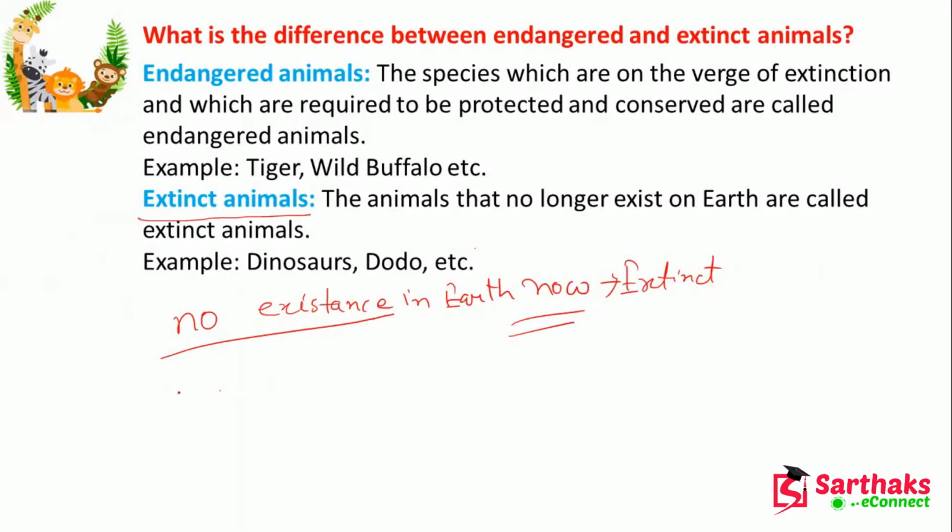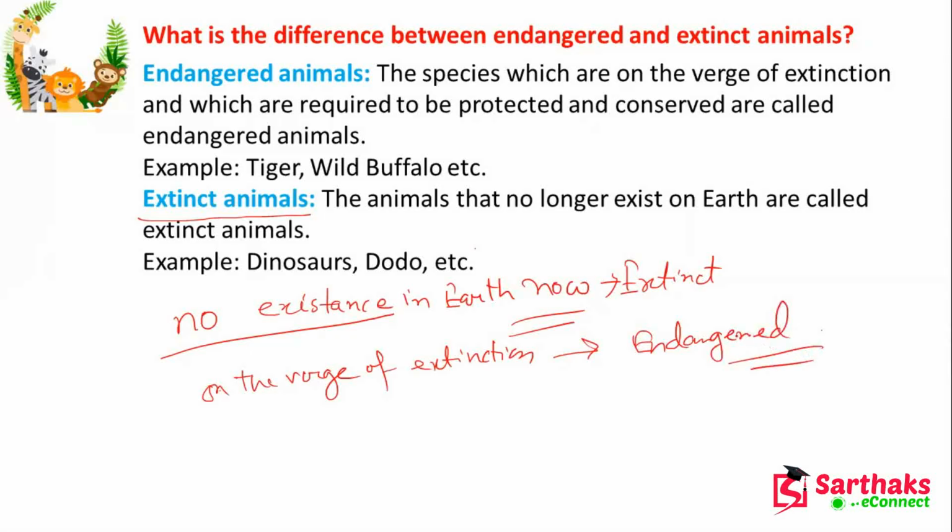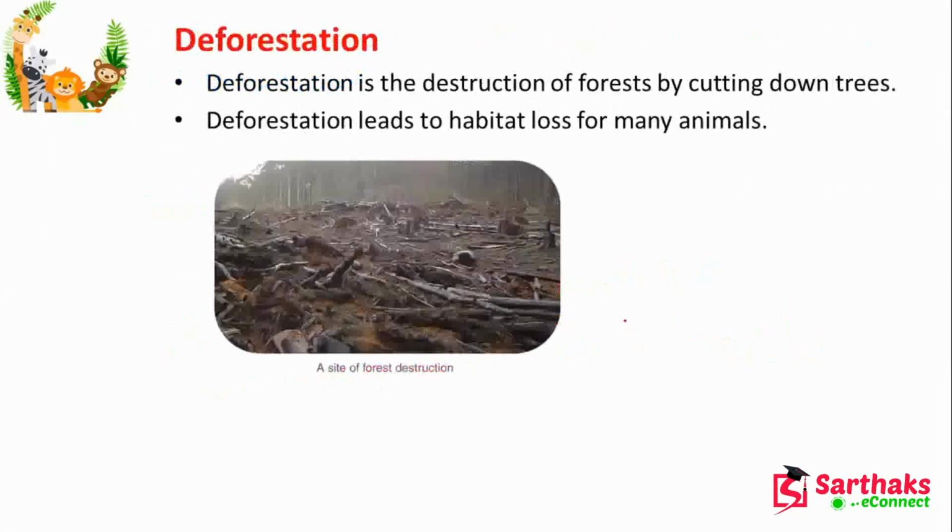They are on the verge of extinction. So these are endangered species or animals. This is the main difference between extinct animals and endangered animals.